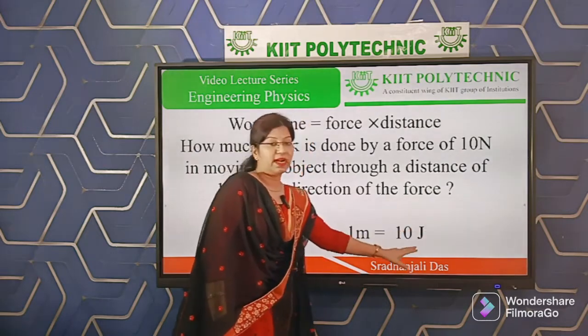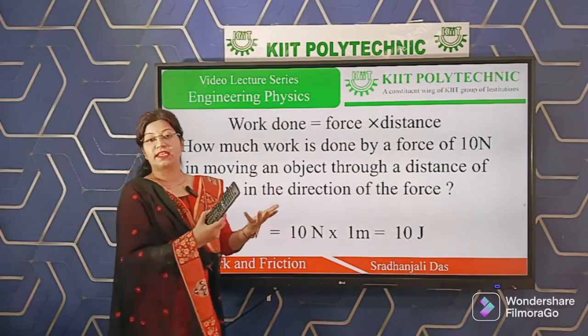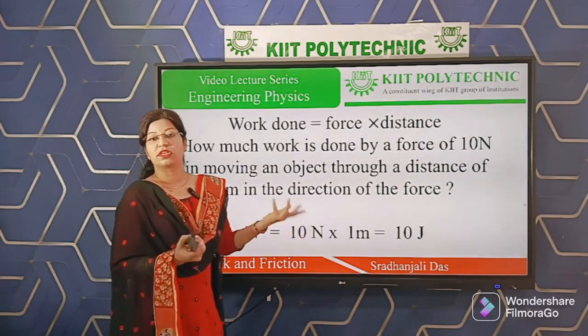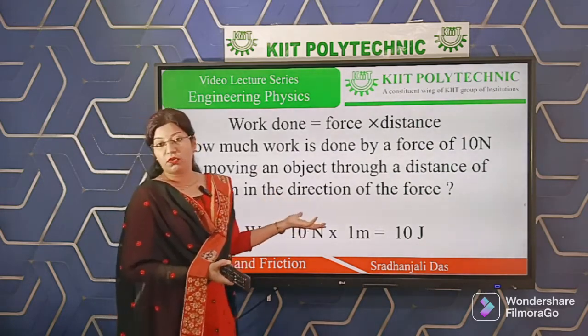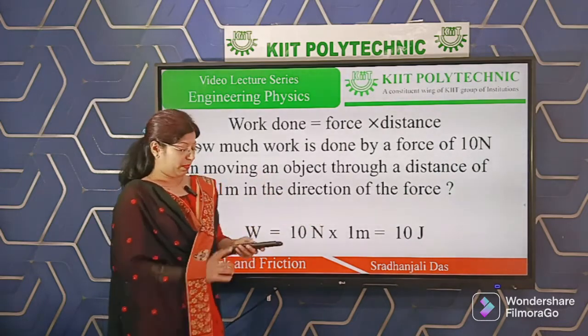So here we conclude that there is no direction, no such direction towards east, towards west, towards north, towards south. That's why we again conclude that work done is absolutely a scalar quantity.